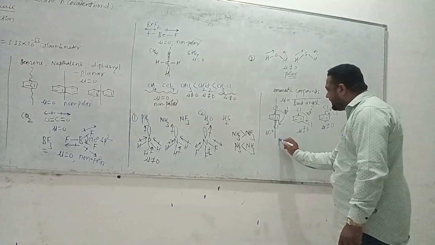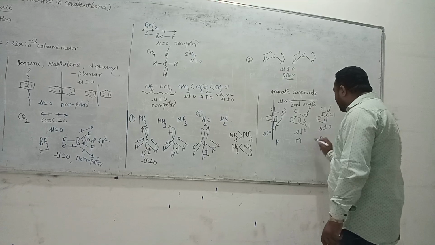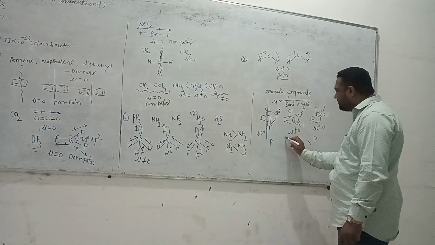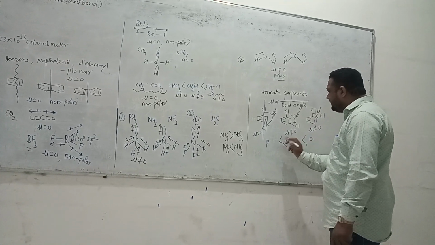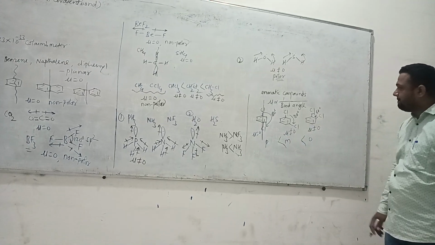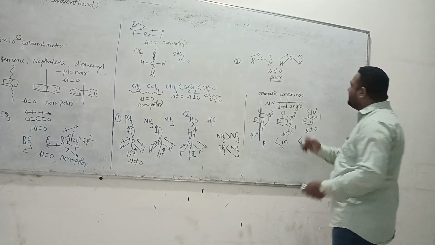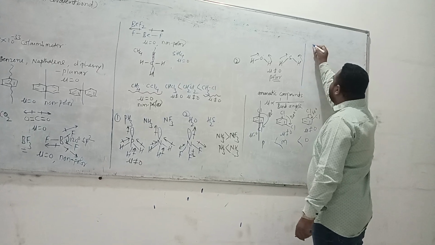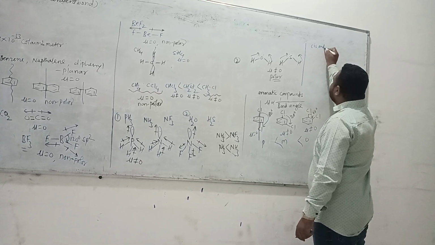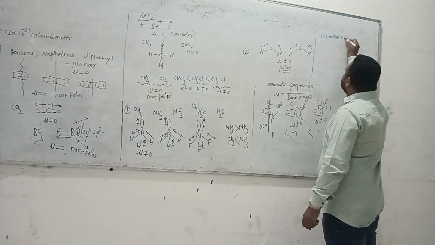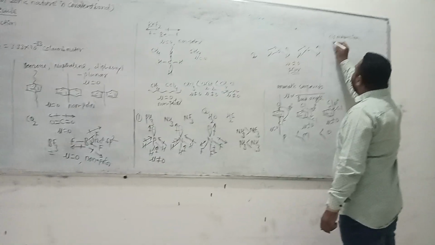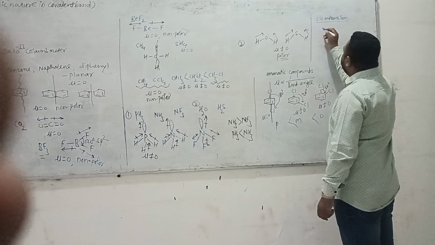In case of para, meta, and ortho, which one has the higher dipole moment? Okay, ortho has the higher dipole moment. Understand? And comparison between cis and trans forms. You remember that. Cis and trans form, which one has the higher dipole moment?